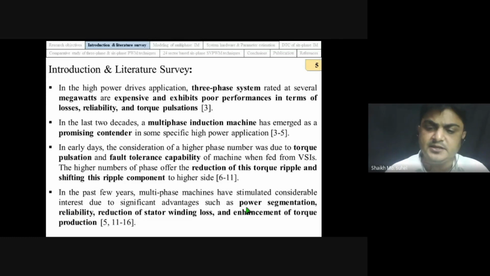When you increase the number of phases, the power per phase is reduced, and because of that the cost of semiconductors is reduced. The second thing is that whenever faults occur in one of the phases, or possibly two of the phases, the machine can still produce a rotating magnetic field, so the machines are more reliable. These are the two main reasons people nowadays prefer to use multi-phase induction motors.